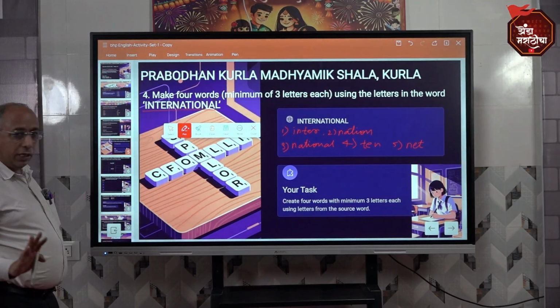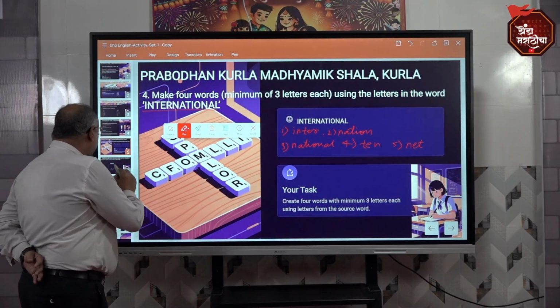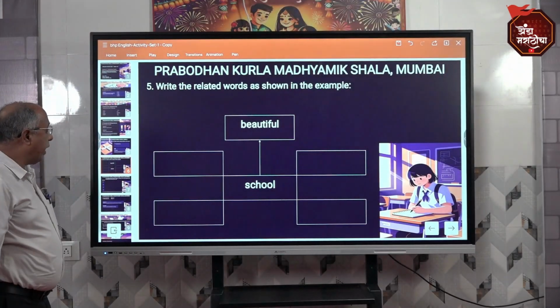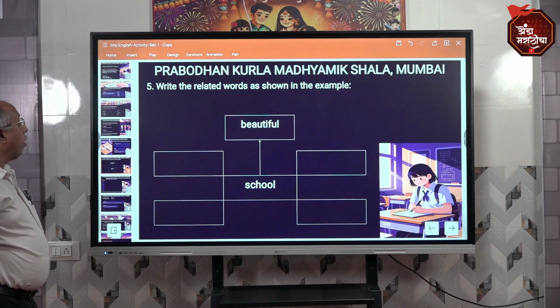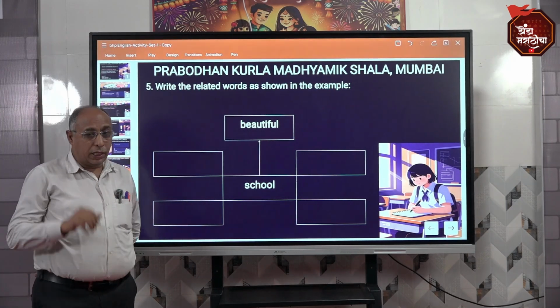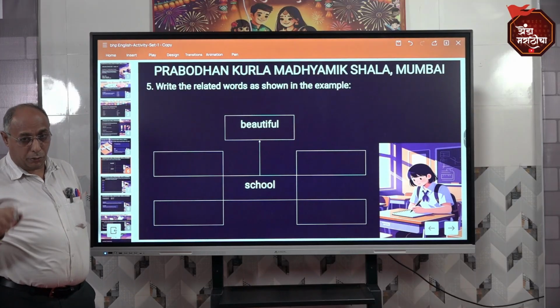That will be clear given in the means double quote or single quote. Right now, let us go to the next activity. Sorry. Next activity is take 1. Write related words as shown in the example. That is very important. This phrase, shown in the example, is very important and helpful for you to understand this one.